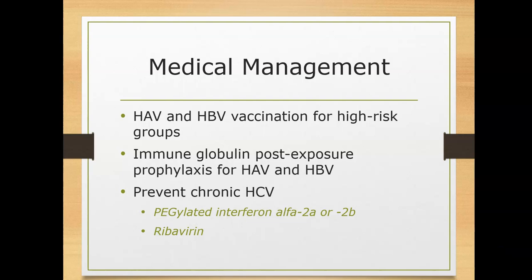There are vaccines for hepatitis A and hepatitis B for high-risk groups. Post-exposure with Hep A and Hep B, they also can give you immune globulins, so they can give you some antibodies to help fight it. To prevent chronic hepatitis C infections, you can give interferons, which are monoclonal antibodies, or you can give an antiviral like ribavirin. Interferons have antiviral, immunosuppressant, and anti-neoplastic activities, so they may help to block the virus from entering the liver.